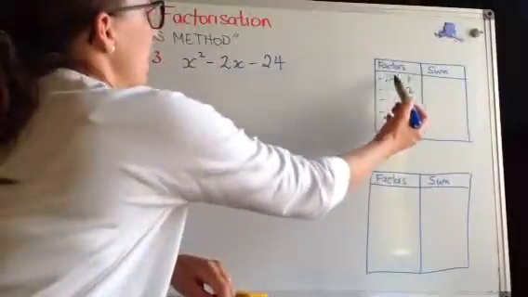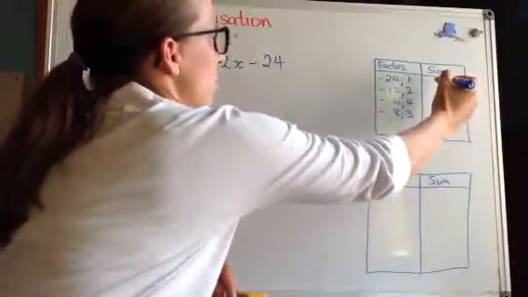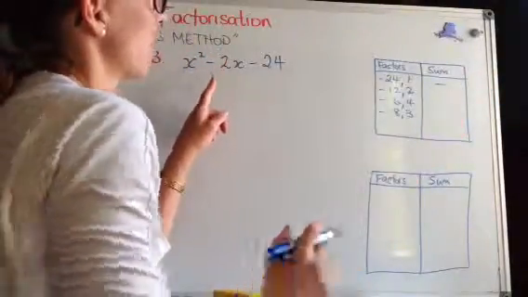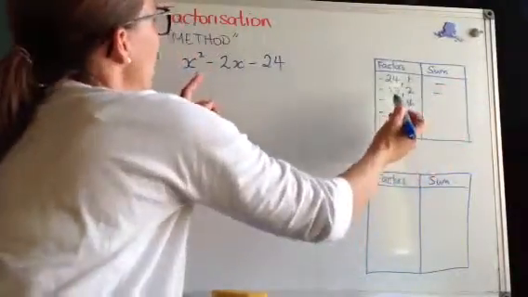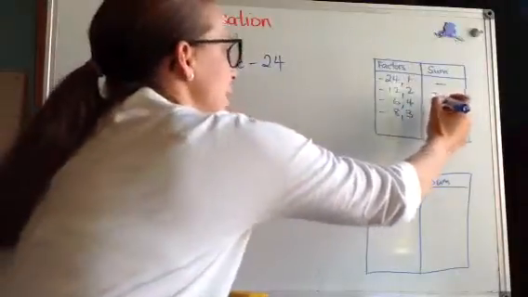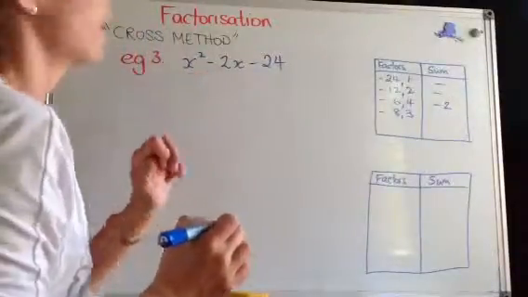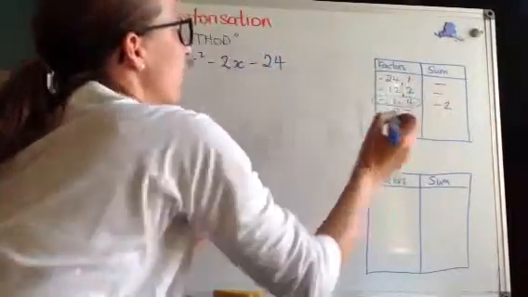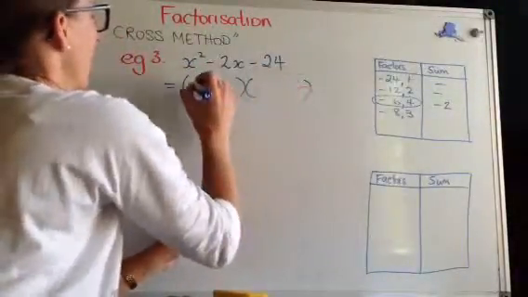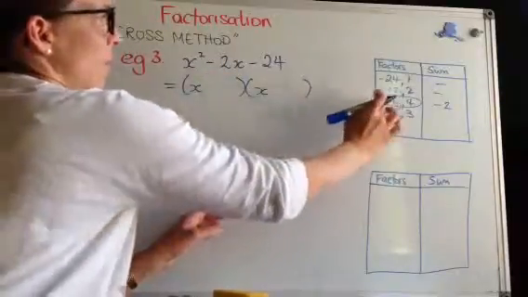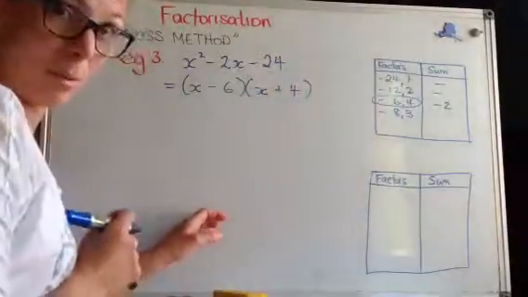So if we do negative 24 and 1, that's not going to come anywhere near 2. Okay, so we can almost just do a little dash because it's not going to come close to negative 2. Negative 12 plus 2 is going to be negative 10, so that doesn't work. Negative 6 plus 4 is negative 2. Okay, so that's great. That's the coefficient of x. So we're looking at this version. Okay, so we're looking at two brackets, x in the front. We're going to have negative 6 over here, and we're going to have positive 4 in the other one. And that's going to be how we factorise.